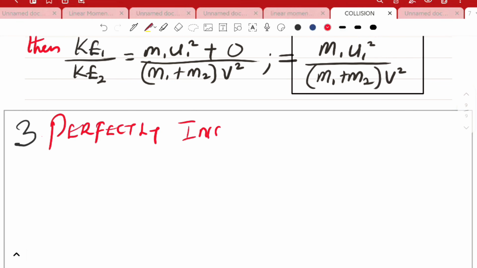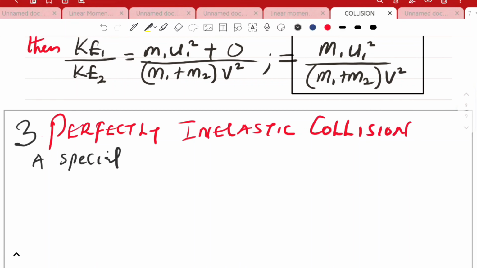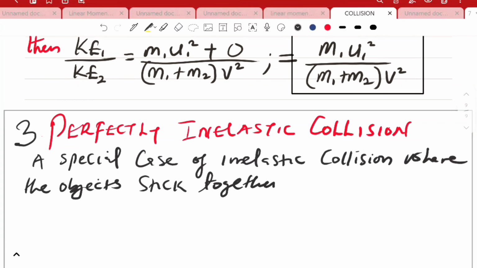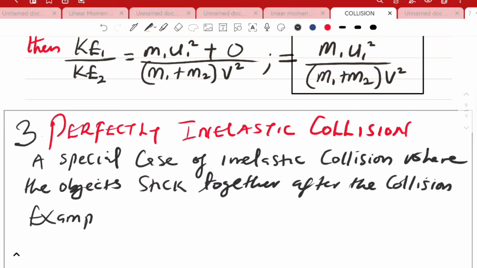Number 3. Number 3 is part of number 2. Some textbooks might not separate them. So perfectly inelastic collision. Under this, it is a special case of what? Inelastic collision. Which is why most of the things we've done above will be captured here too. So, a special case of inelastic collision where the objects stick together after the collision. We've done that mathematically. You've seen that. Is that clear? It would give us V1 is equal to V2. Is that clear? And is equal to V.